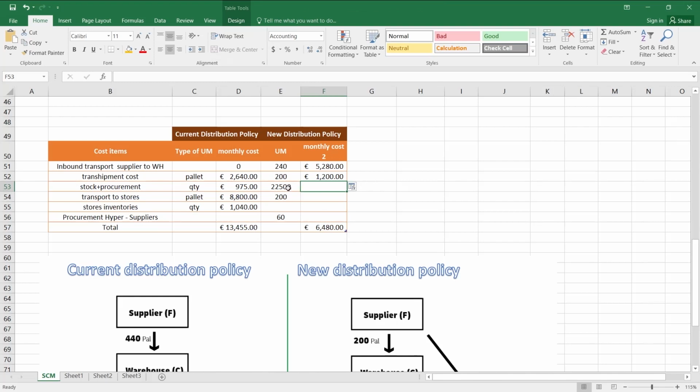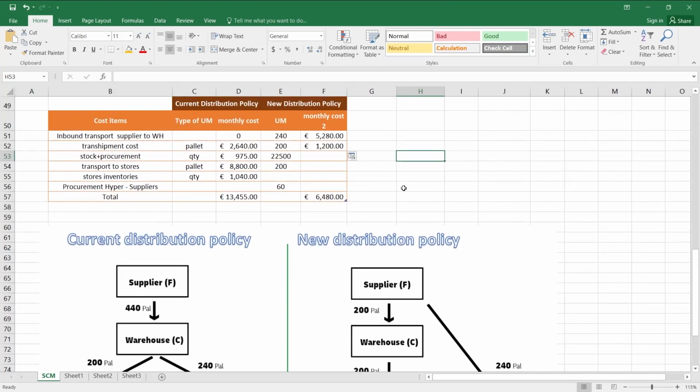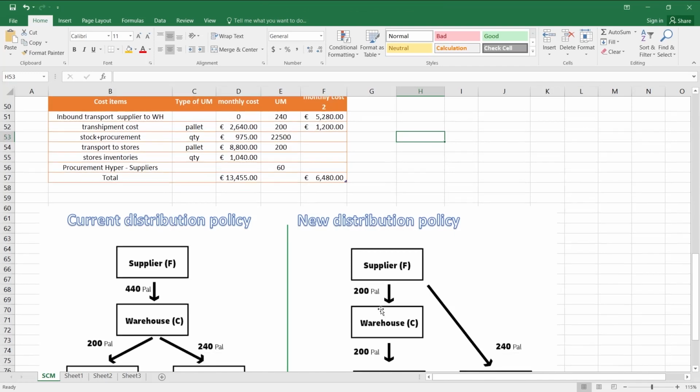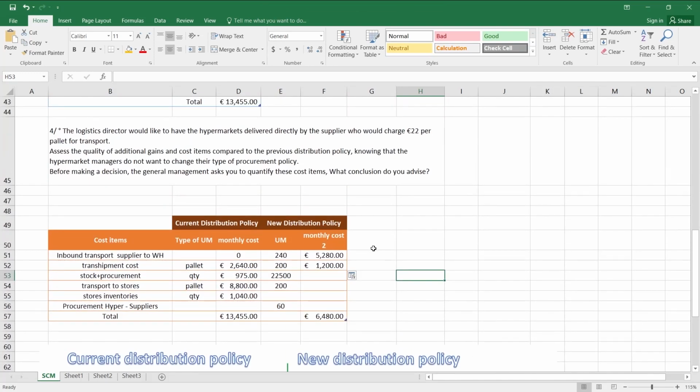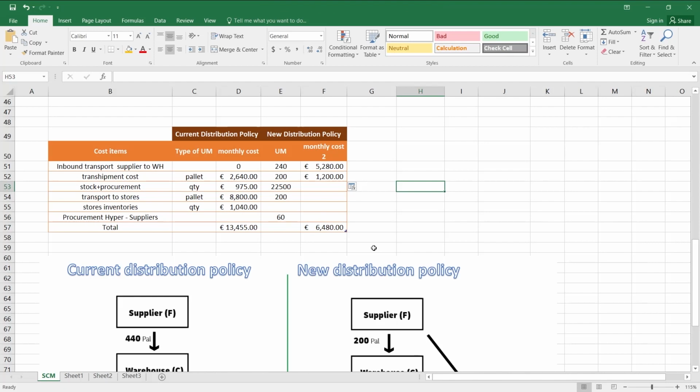Now for the stock and procurement, we can see here that we have a quantity of 22,500 items, and this is related to the adjustment that we have done for our economic order quantity. Once again, we are left with only 200 pallets that go through our central warehouse C. So we are going to do the same calculations that we have done previously for the economic order quantity, just for you to see how we have calculated this 22,500 items.